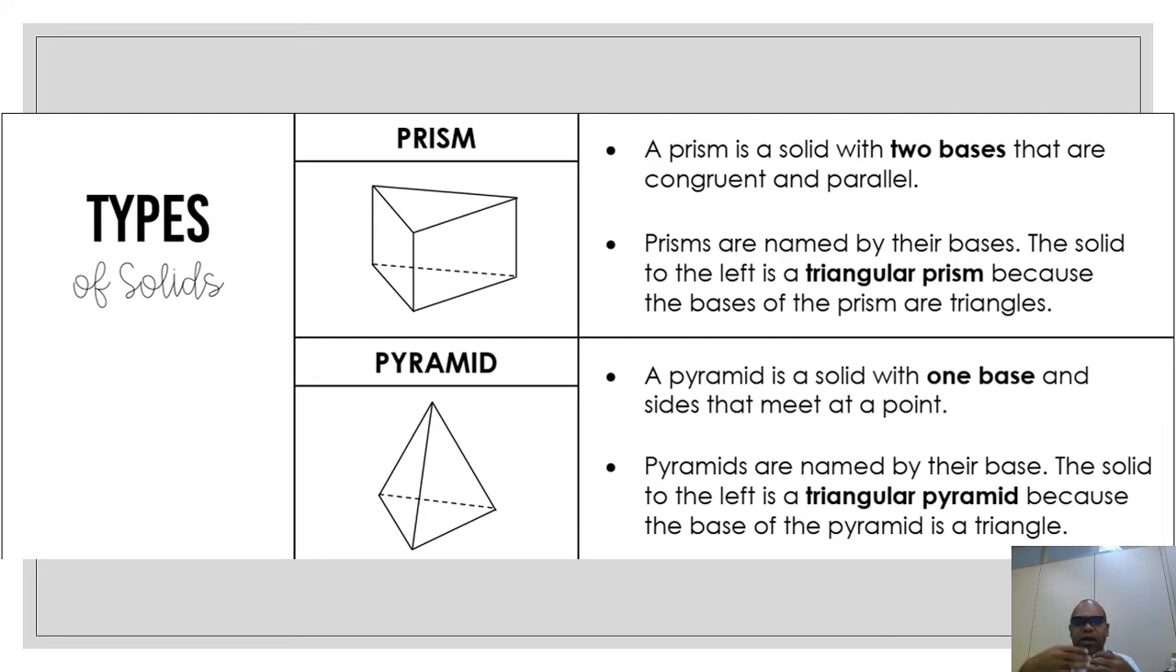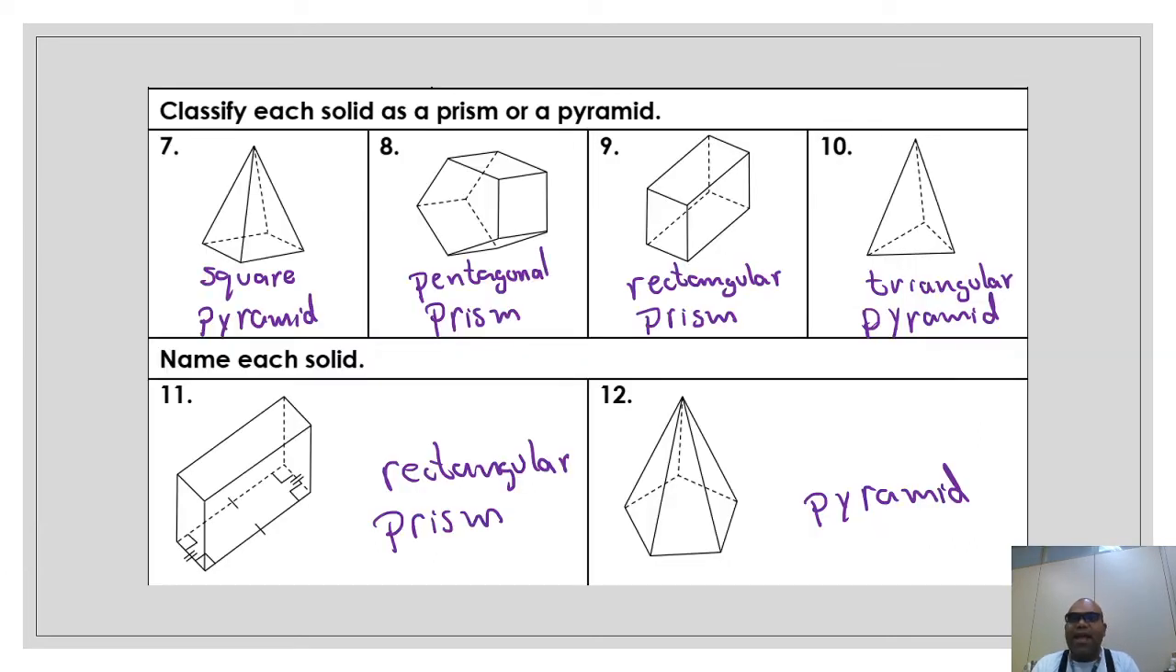The base is a triangle, triangular pyramid. The base is a square, square pyramid. The base is a rectangle, rectangular pyramid. Very easy, the same thing we do with prisms. Prism and pyramid have the same idea. Guys, right now to understand, we just classify by name, as I told you. Square pyramid, I have a square as the base. Pentagonal prism, I have a pentagon as the base. Great. Rectangular prism, we have a rectangle as the base. Triangular pyramid, we have a triangle as the base. Great.